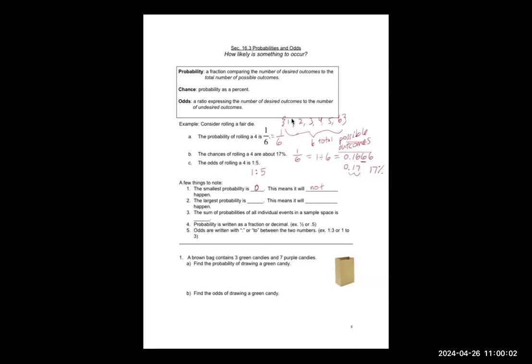The largest probability, if we're writing it in decimal format, is one, or if we're writing it in percent format, 100%. And that's where we get the term, I'm 100% sure, because that means it's definitely going to happen, right? The largest probability is one, or 100%. And we could have said 0% when talking about chances. But this means it will definitely happen.